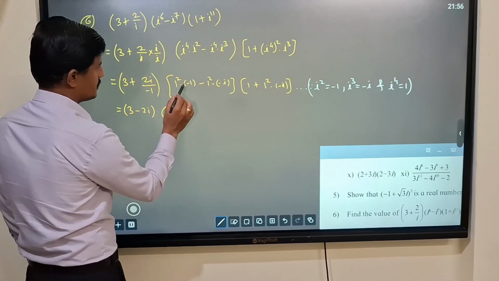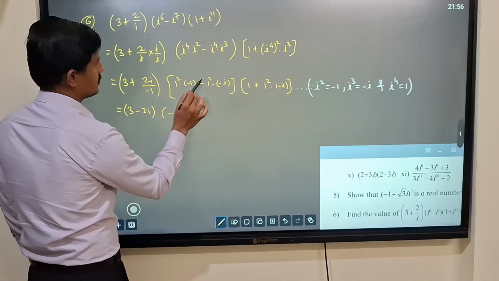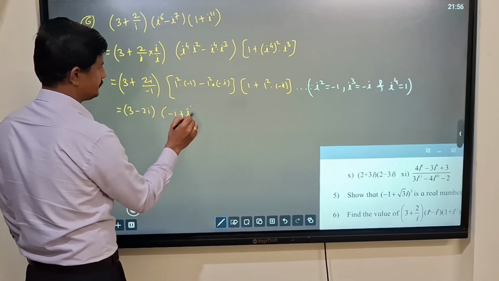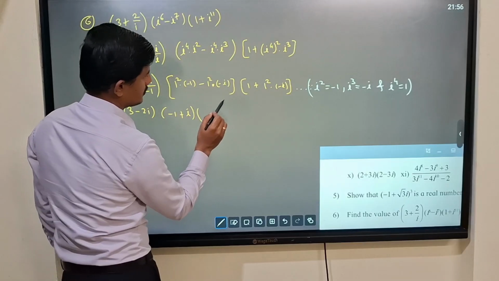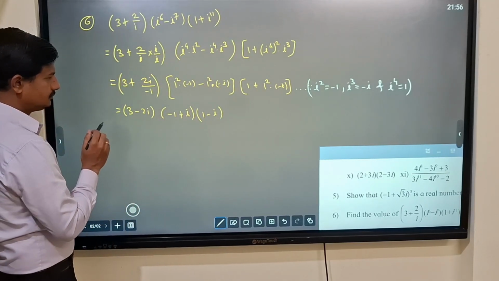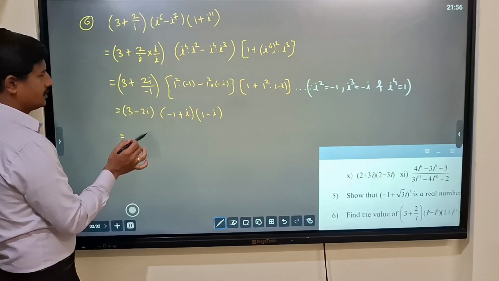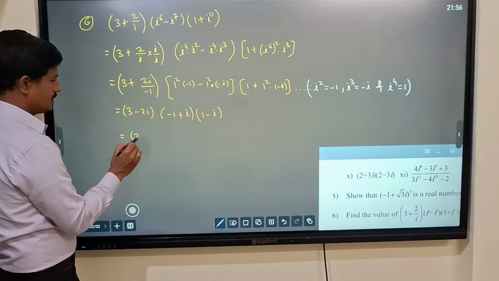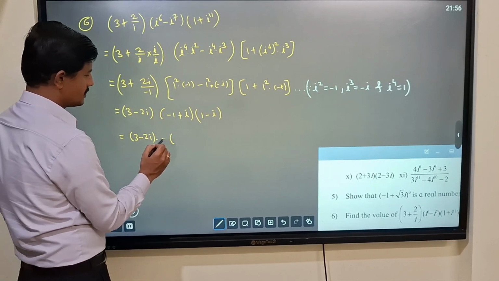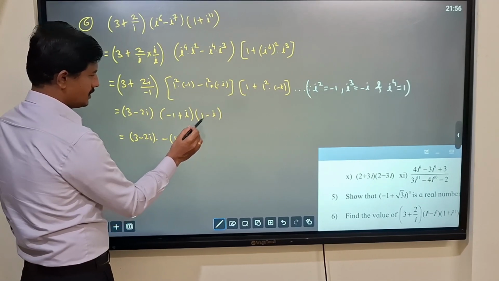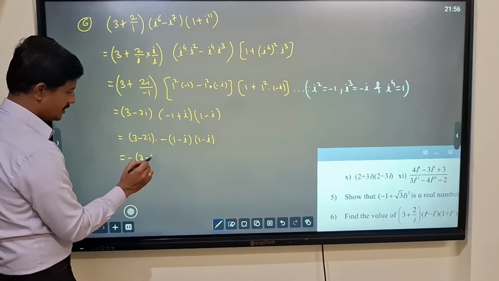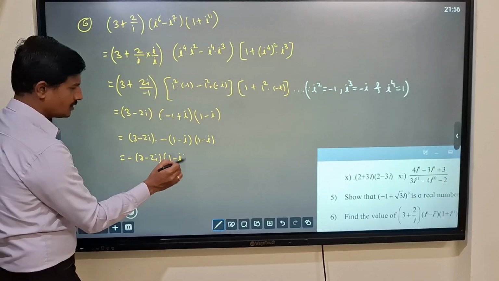This becomes -1. Here this becomes plus i. Here it is 1 minus i. Now see, this is 3 minus 2i. If I take minus outside, this becomes 1 minus i, and this is also 1 minus i. So this is minus (3 - 2i) into (1 - i) whole square.